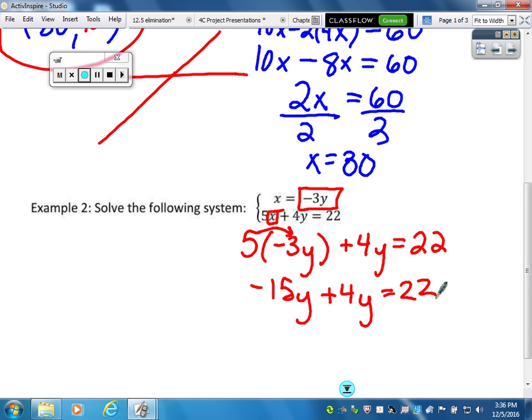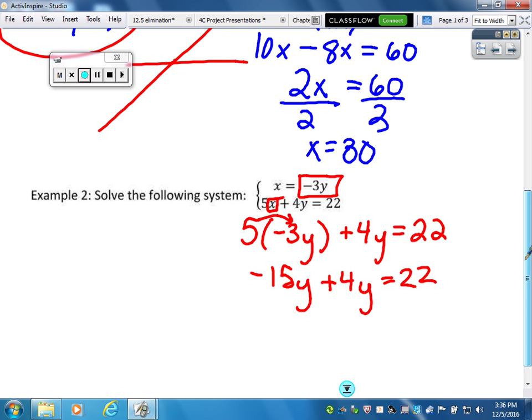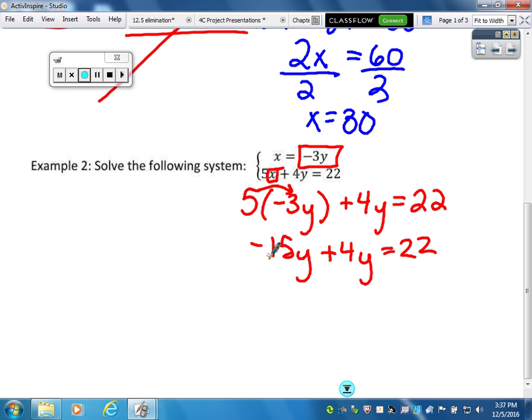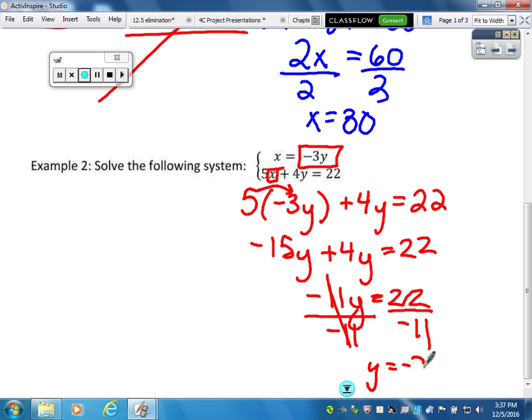And then, after I rewrite that step, I'm going to combine like terms. So negative 15y and 4y make negative 11y. So let's go ahead and solve that one-step equation by dividing by negative 11. It's gone. And y is equal to negative 2. That's 22 divided by negative 11 is equal to negative 2. So in this one, I found the second part first, negative 2.